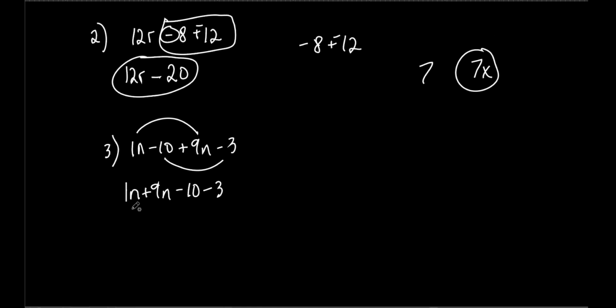All right, so let's do this. Let's add these together right here. Those are my like terms. That's easy. What's 1n plus 9n? 10n, that's right. Now this is a little trickier, but we've done it twice already today. So it's a negative 10, because the sign in front of it's negative. So it's a negative 10 minus 3.